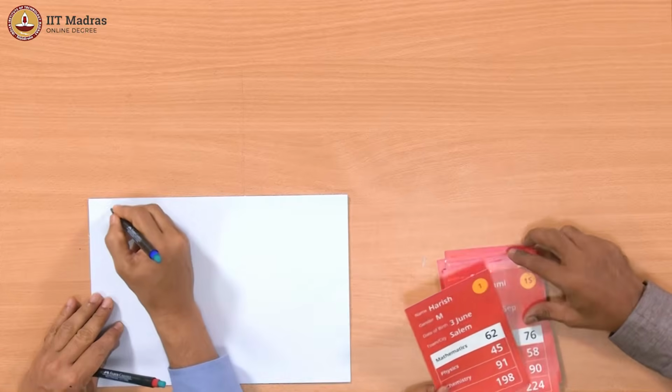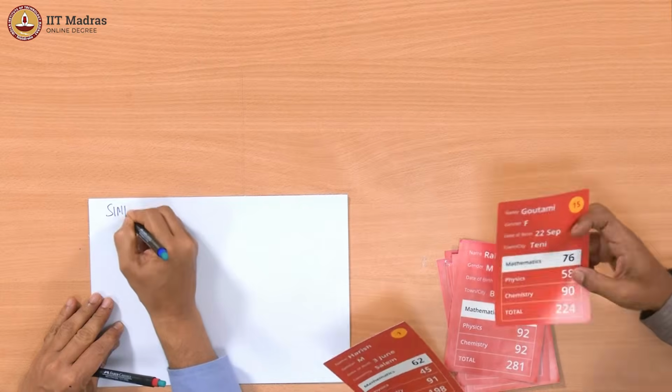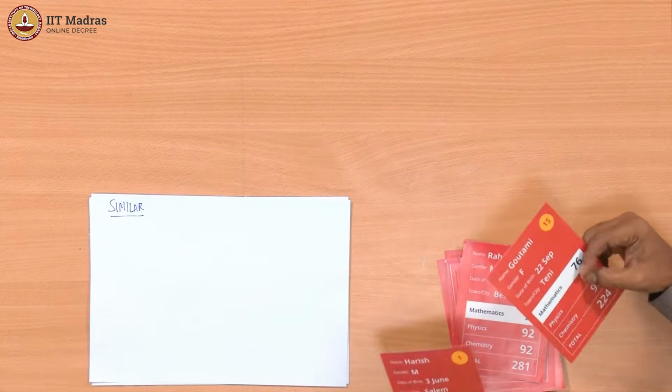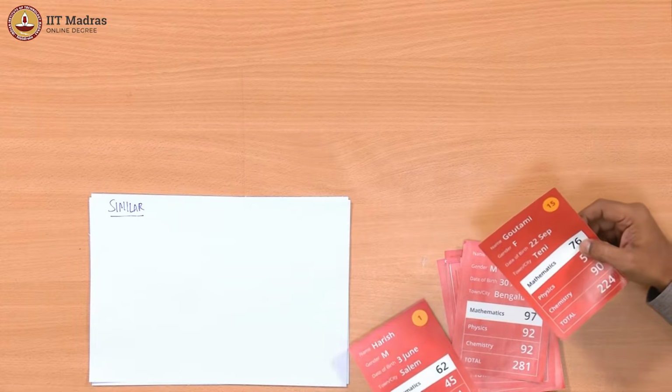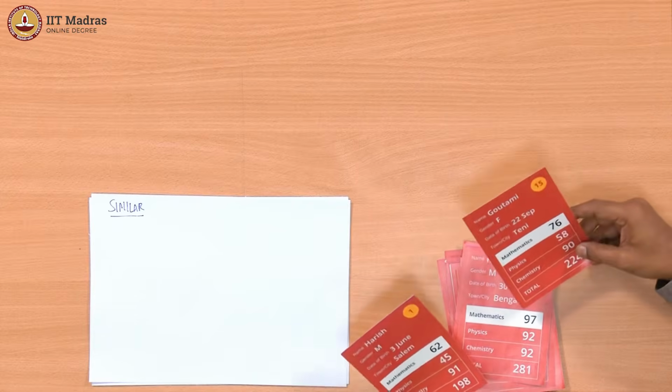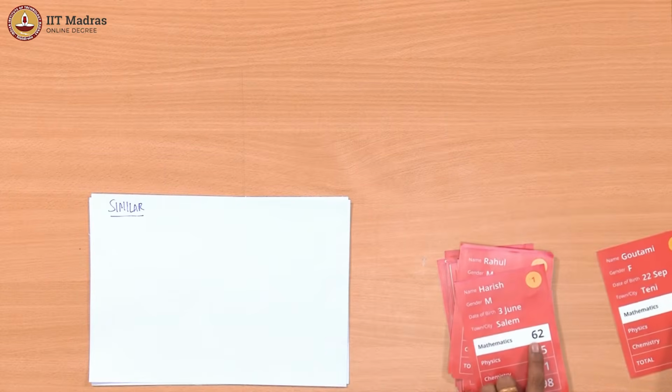Let us say I have Harish and Gautami, I am just comparing. I would say Harish and Gautami are similar if their maths marks are within less than 10 marks, 1 to 9 marks. Physics is within 10, and chemistry is in this case obviously 76 minus 62 is 14. So they are not similar. Like this we have to compare everybody, and see whether we can find these.